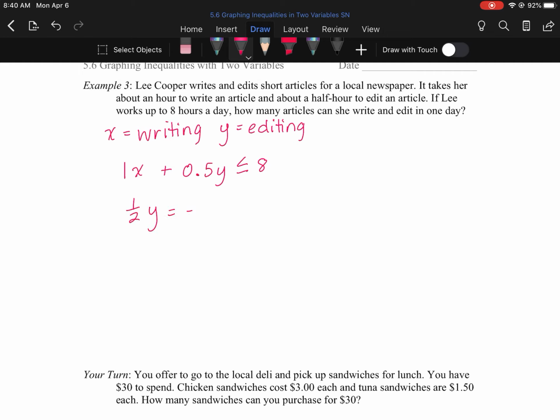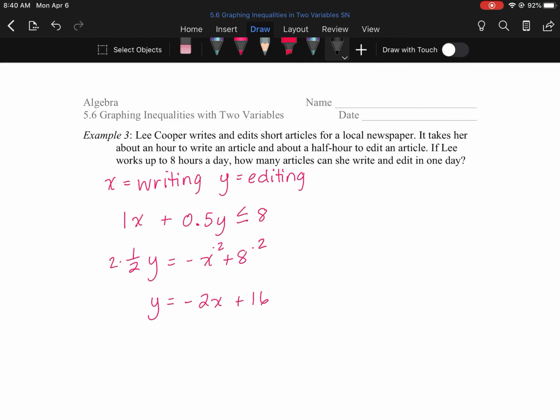Now we're going to have to graph this, so let's solve this for y. So I'm going to do 1/2 y equals -x plus 8. And then dividing by a half is the same as multiplying by 2. So I'm going to multiply every single term by 2, so I get y equals negative 2x plus 16. All right, so now we have to graph this. And this is where I wish we would have had a graph here. All right, so we'll draw it as straight as we can.